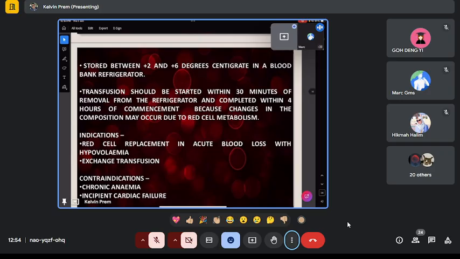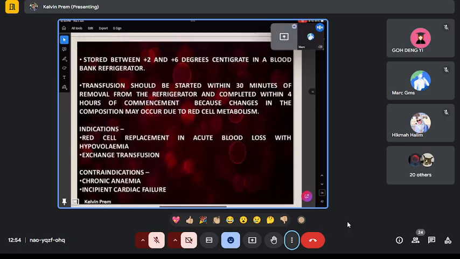So when do we use whole blood? It's usually used when red cell replacement is needed in blood loss, especially hypovolemia. Whole blood has a lot of volume, so it's good to replace blood volume. In patients with cardiac failure and chronic anemia, it's contraindicated. We do not want to give a lot of volume in these patients. We will probably want to use packed cells rather than whole blood.